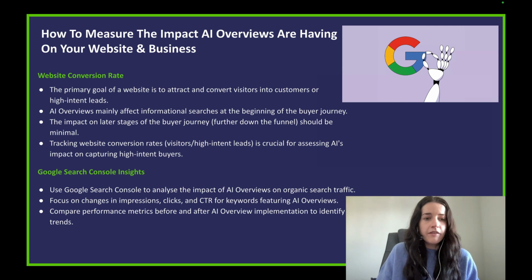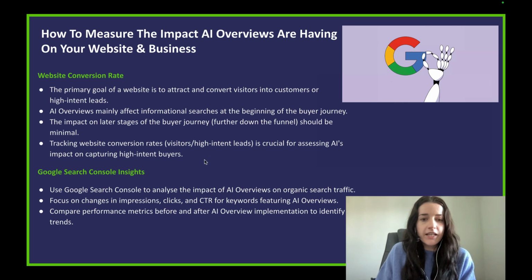So the AIOs mainly affect informational searches at the beginning of a buyer's journey. How do I do this? What's this? Etc. As opposed to the shopping experience or the end experience, if you're B2C, B2B. So the impact on later stages of the buyer journey further down the funnel shouldn't really be impacted too much. These AI overviews appear more at the beginning of a user journey, so the impact shouldn't be too great when it comes to actually converting.